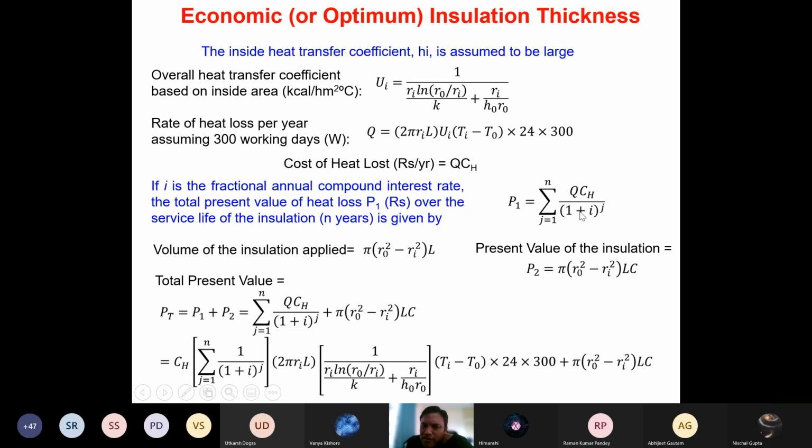So P1 will be QCH divided by (1 plus I) raised to the power J, where I is the interest rate you are having, and J runs from 1 to N. So you are calculating how much amount you are going to pay over the N years for the heat loss. Is it clear? Yes or no? Yes, sir. So you are calculating how much you are going to pay as a cost for this heat loss over the service life of the insulation. So P1 will be the total amount you are going to pay over the service life of the insulation. Now volume of the insulation applied will be what?